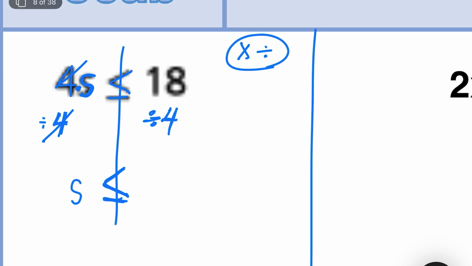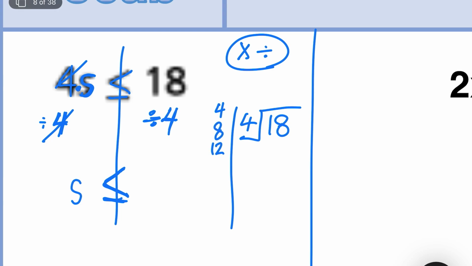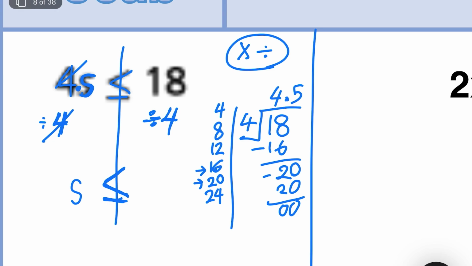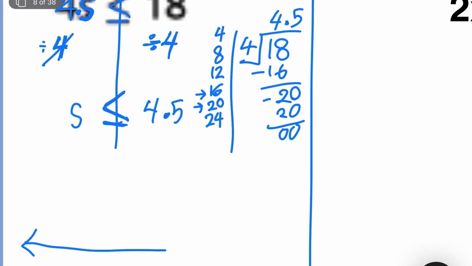So 18 divided by 4, just use long division. Skip count by 4: 4, 8, 12, 16, 20, 24, that's it. 18 divided by 4, I can choose number 16, which is 1, 2, 3, 4, goes up, 16 goes down, subtract, 2 left. Put a decimal and put 0, 20 is here, which is number 5. Just subtract, nothing left. So the answer is 4.5. It's positive because both of them are positive, okay? So lastly, just graph your answer. Here is 4.5.